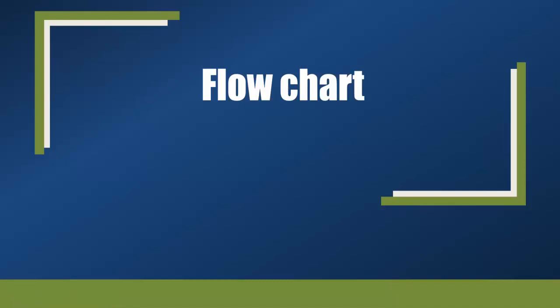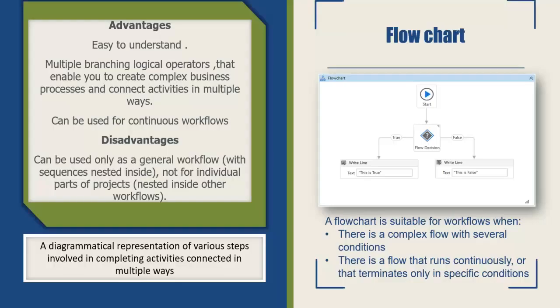Today we will look into another project layout, which is flowchart. Okay, so what is flowchart? A flowchart is a diagrammatical representation of various steps involved in completing activities connected in multiple ways. And when is it suitable to use a flowchart? A flowchart is suitable when there is a complex flow with several conditions.